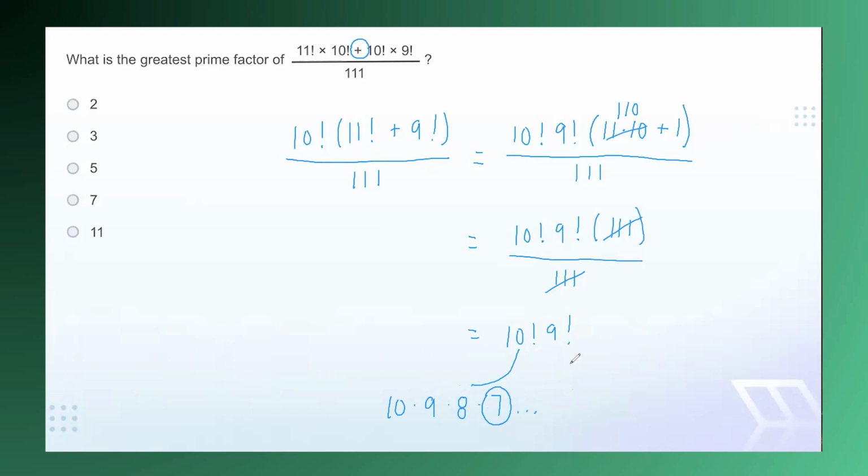And then 9 factorial is a smaller factorial than 10 factorial, so we know it doesn't have any prime factors or factors in general that 10 factorial doesn't have. So the greatest prime factor for the expression is 7, or answer choice D. Let's try the slightly harder problem, and then we'll discuss them both. This is one of the top 10 most missed GRE quant questions, with 79% of Target Test Prep students getting it wrong.